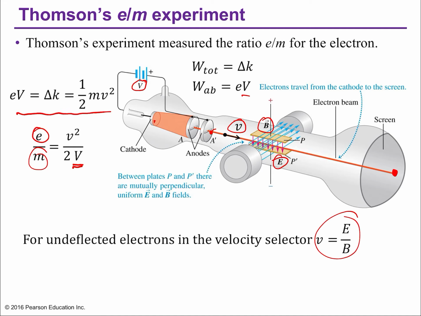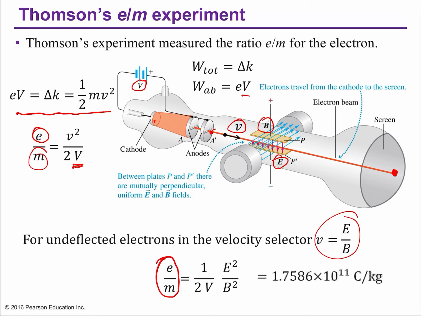Alright, so you just substitute for speed, write it down as E over B, and you get this final equation. And on the right hand side of the equation you have all the quantities that you can measure fairly accurately, and therefore you can calculate the ratio of E to m, which is a well-known constant. It's 1.7586 times 10 to the power 11 coulombs per kilogram. This is a well-known experiment known as Thomson's experiment.